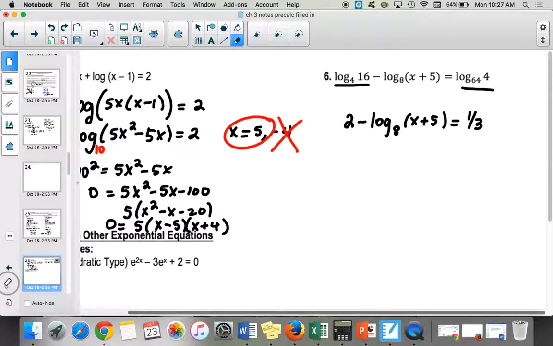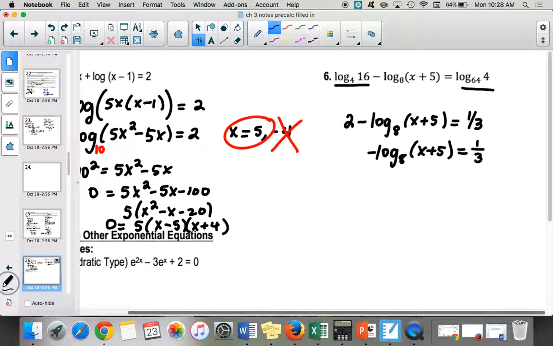And then we continue solving. This is definitely a pre-calc type question. So we're going to subtract the 2 over. And you can all do 1/3 minus 2 without a calculator, correct? 1/3 minus 2 is 1/3 minus 6 over 3.